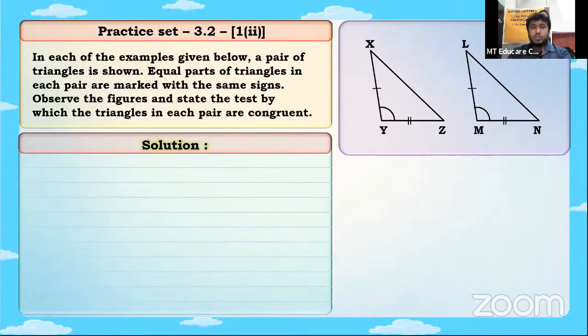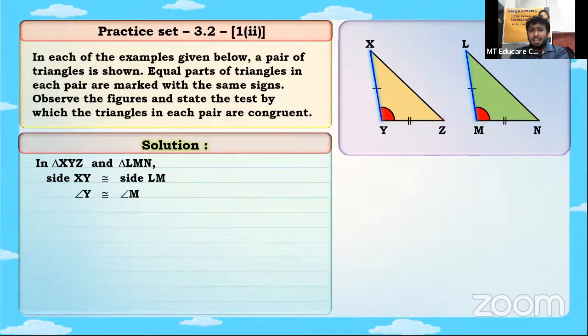How will you present the sum? Students, please pay attention. In triangle XYZ and triangle LMN, observe these two triangles carefully. XY is congruent to LM. Next, angle Y is congruent to angle M because they have identical marks, and YZ is congruent to MN. All three will have only one reason, that is given.